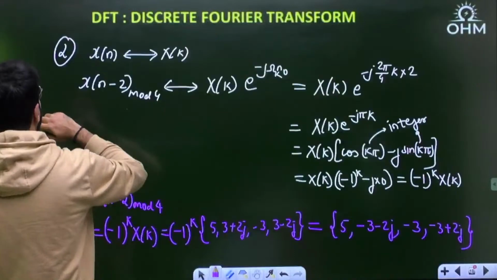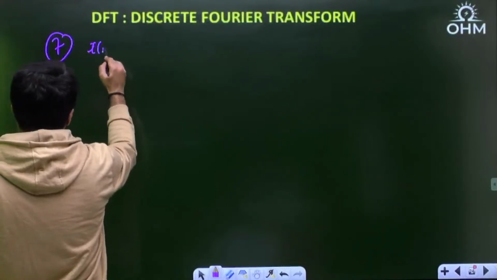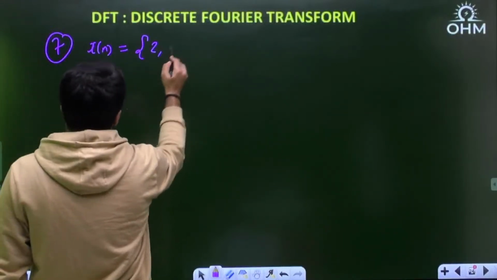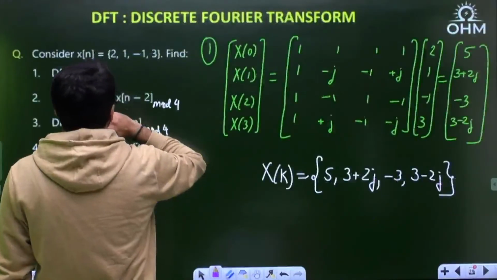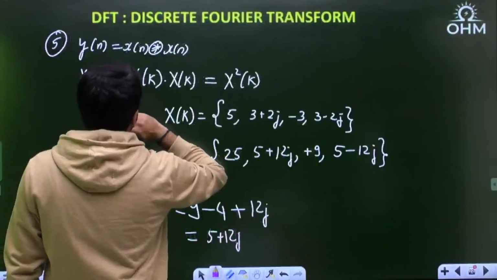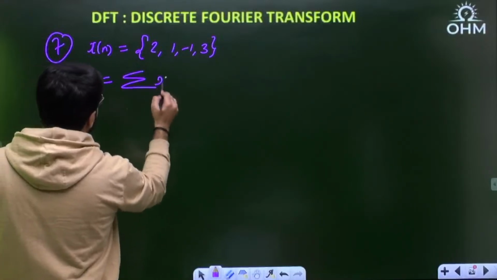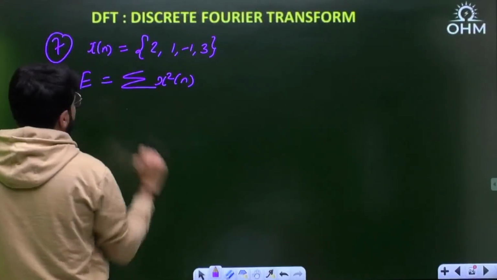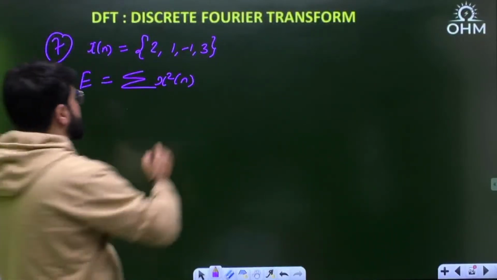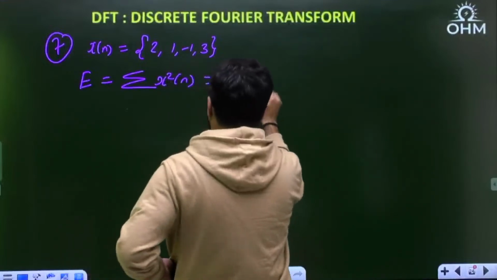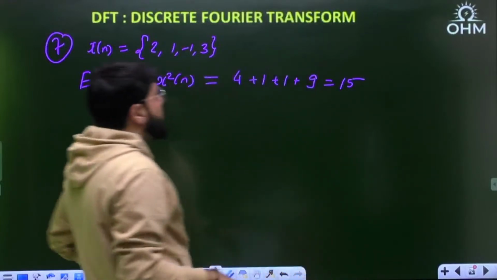So what is the xn now, coming to the seventh part of the question? xn is given to me as 2, 1, minus 1 and 3, correct? So what is the energy of the signal in the time domain? It's a real signal, so we can directly write the summation of xn square. 2 square is 4, 1 square is 1, minus 1 square is again 1, and 3 square is 9. This is total 15.